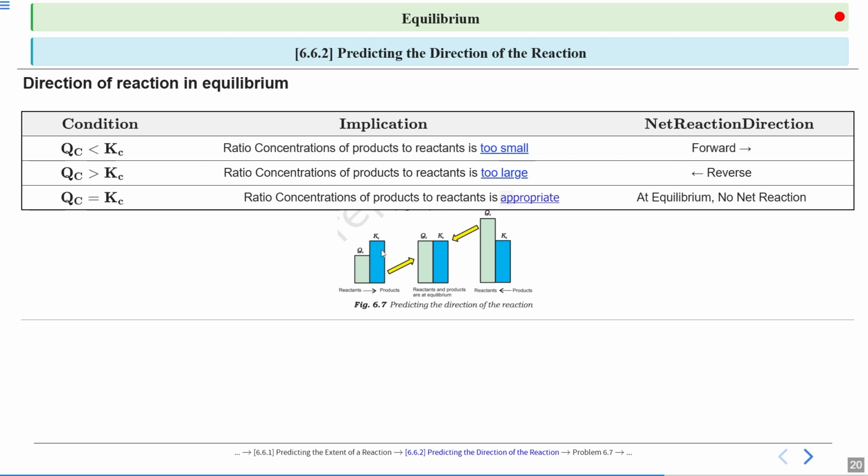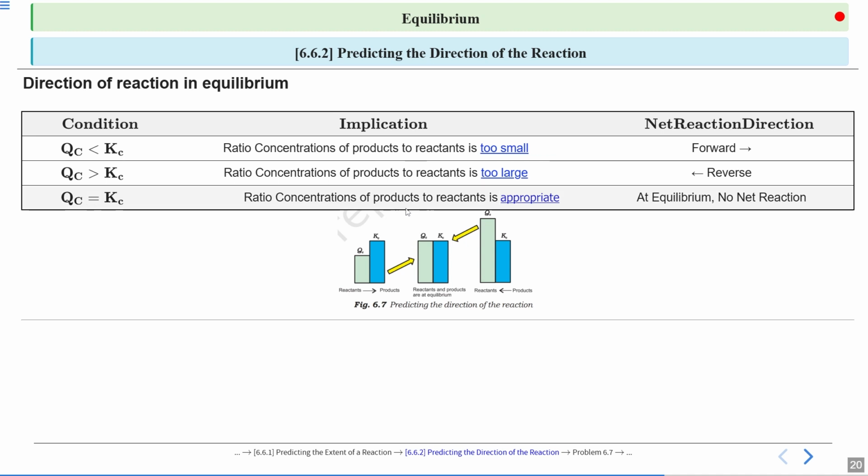In the second case, Qc is greater than Kc. See here, in the diagram, if you notice, the third bar graph represents this condition where Qc is greater than Kc. In this condition, your reaction will move in the backward direction because you have a greater amount of product than the expected one, or than the equilibrium mixture. So your reaction will go in the backward or reverse direction. The third situation is that both your Qc and Kc have the same numerical value. That means your reactants and products are present in the appropriate amounts.